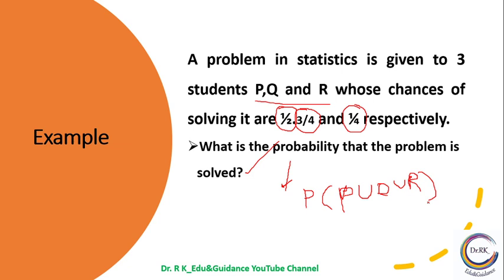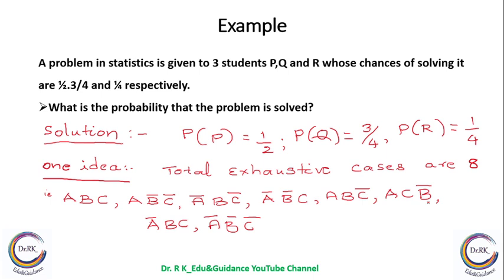Solving the problem by at least any one of these, that is either by P or Q or R, either by both combinations or by all the three. Finally, the problem is solved. So then what is the logic we can use? Here one logic is the raw way of solving the problem, as I discussed.